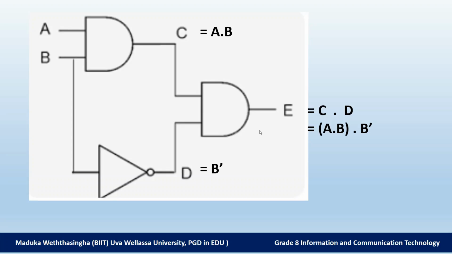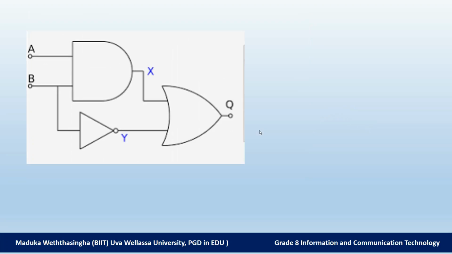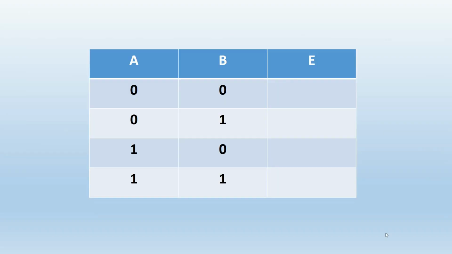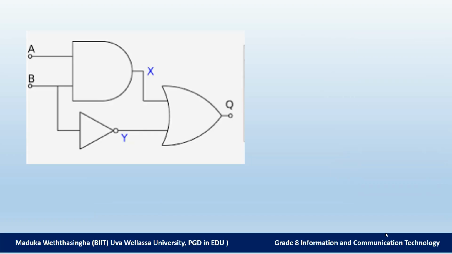Now you have to draw the truth table for this circuit. There are 2 inputs. 2 inputs mean you have to consider 4 situations. This is the truth table. You have to draw this in your notebook but leave the output column. Let's fill it in our next video.